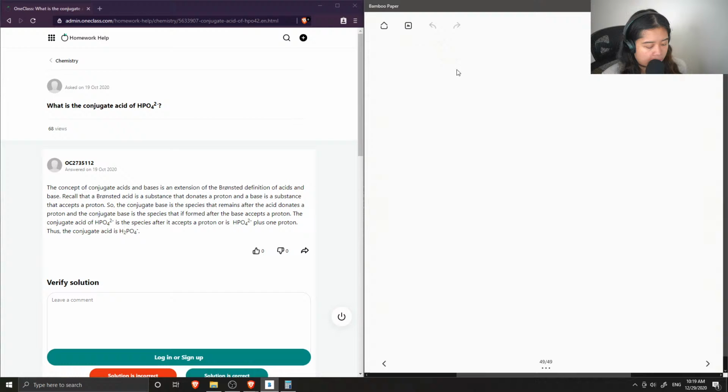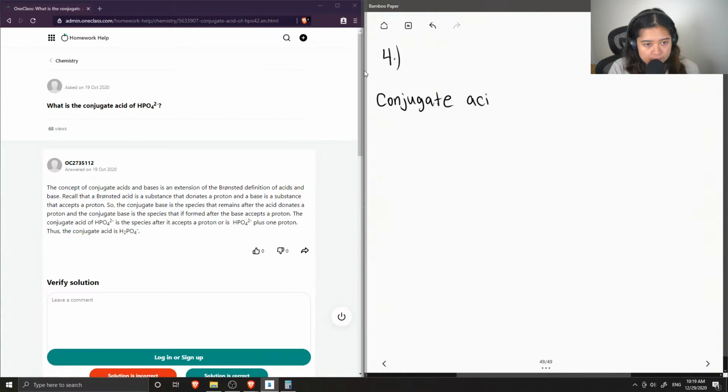Okay, so question 4. What is the conjugate acid of HPO4 2-? Okay, so let's recall what a conjugate acid is. This is the species that is formed after it accepts a proton.